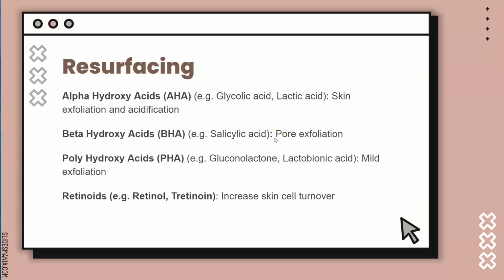Now you have your resurfacing or your exfoliating actives like alpha hydroxy acids, or your AHA, glycolic or lactic acid. These can exfoliate your skin depending on their concentration, and of course they acidify the skin as well. Beta hydroxy acid, the main example is salicylic acid, which is more oil soluble. That's why it's more suited for pore exfoliation.